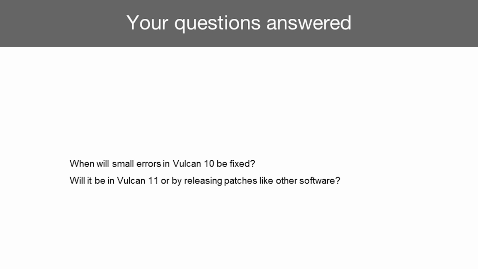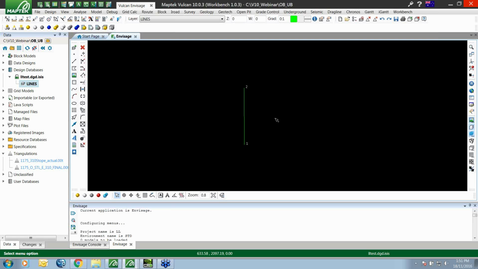When will small errors in Vulcan 10 be fixed? Will it be Vulcan 11 or releasing patches like other software? Over to you, Steve. So currently, Vulcan releases a new service pack every 2 months. So we released version 10 back in March, and currently now we're up to service pack 3, or 10.03.